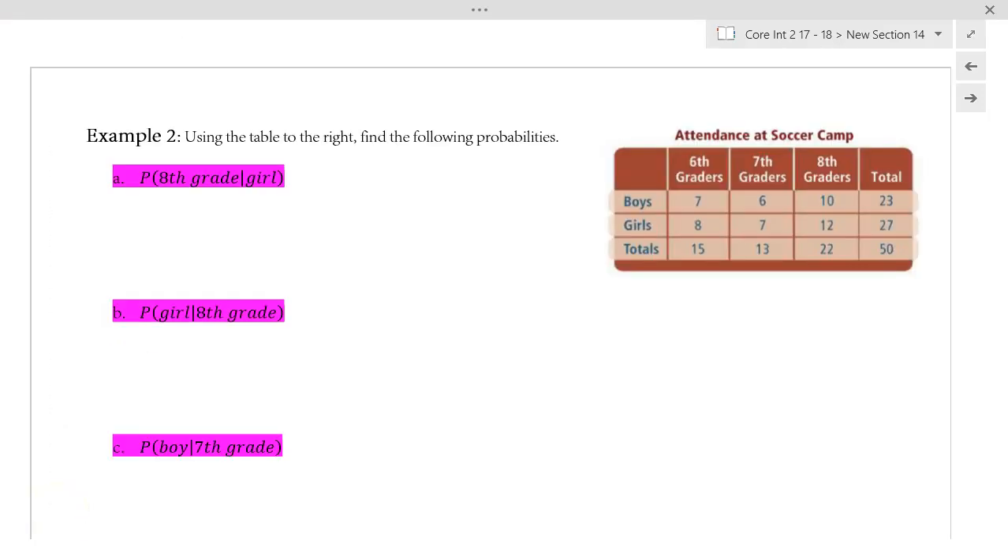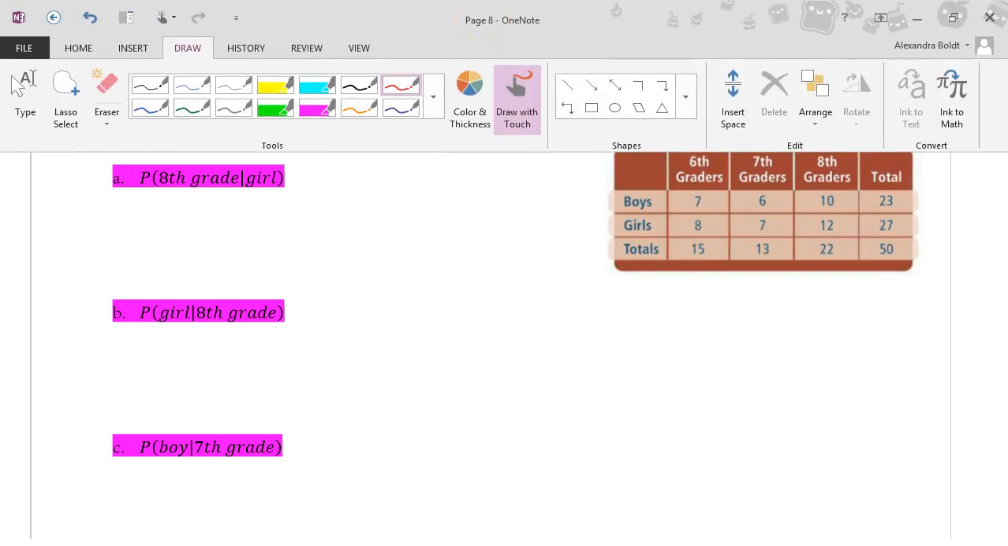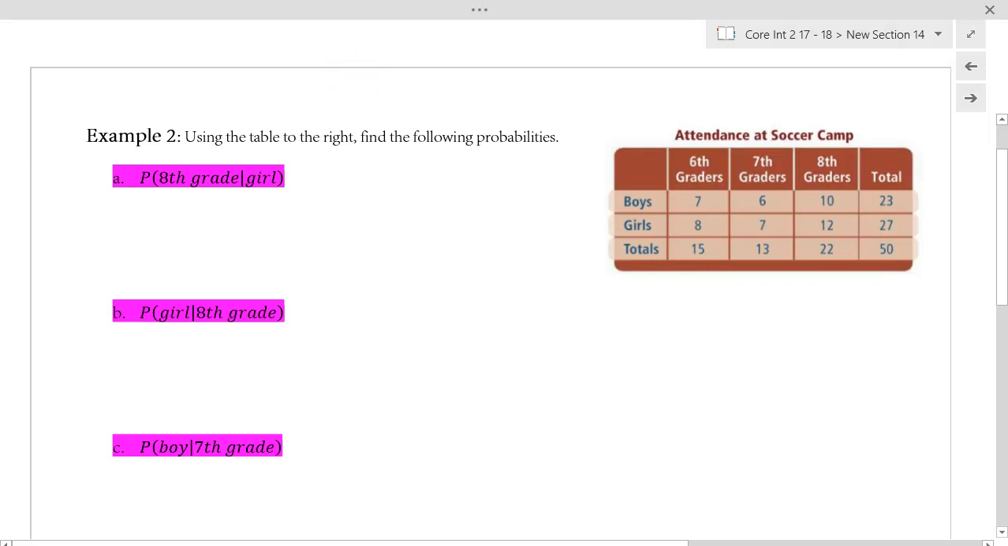Alright, so using this table, find the following probabilities. So, we are finding probabilities. One thing to note is this line means given. So this is the same thing as just having that word given here. Eighth grade, given they're a girl. Okay? So, we're doing the same type of thing. I am going to circle what comes after the given.